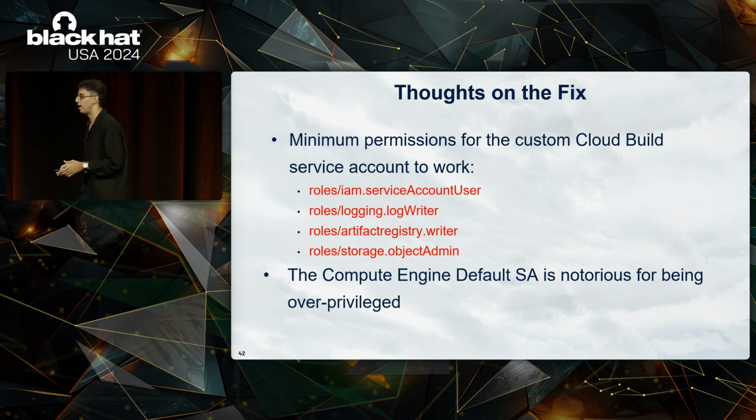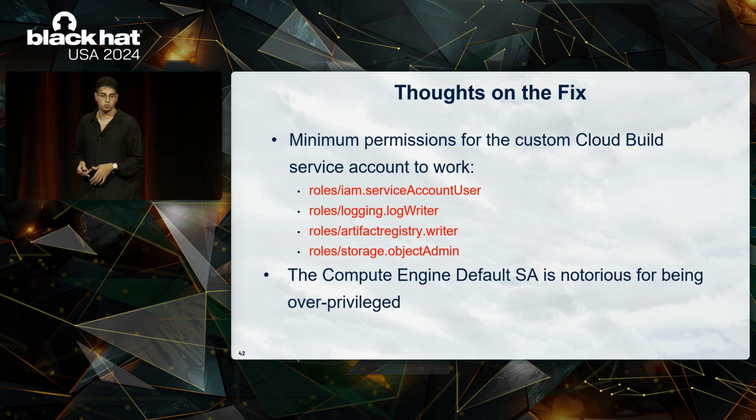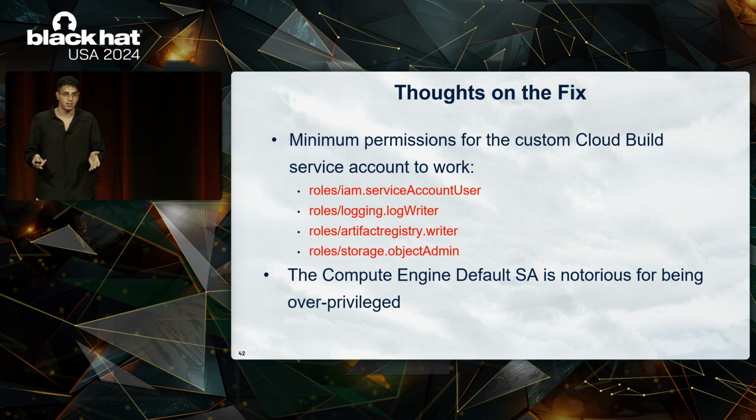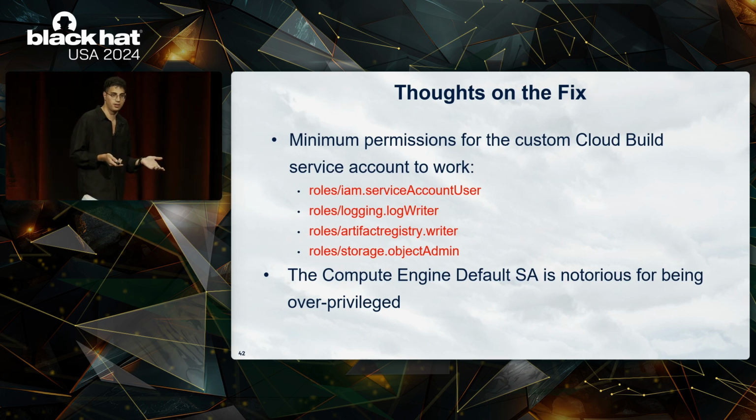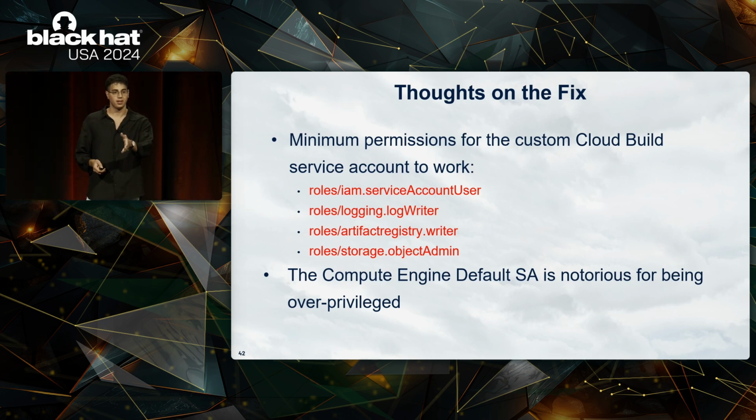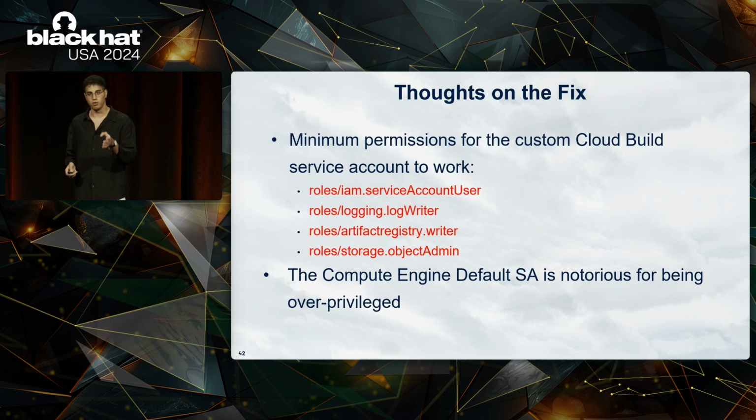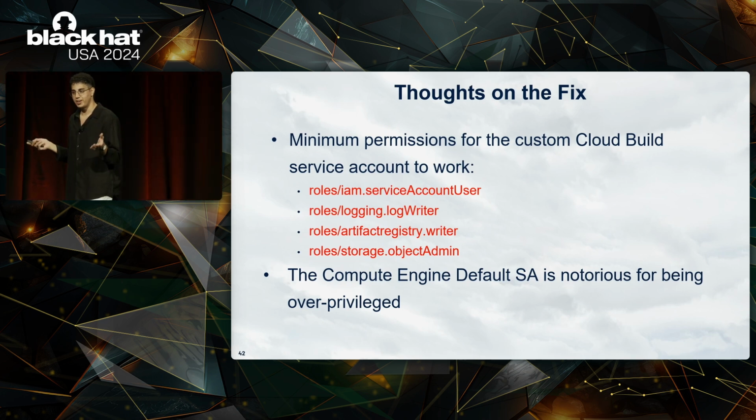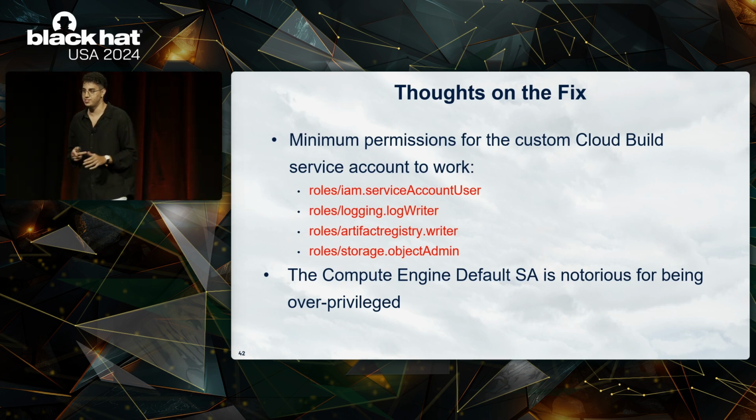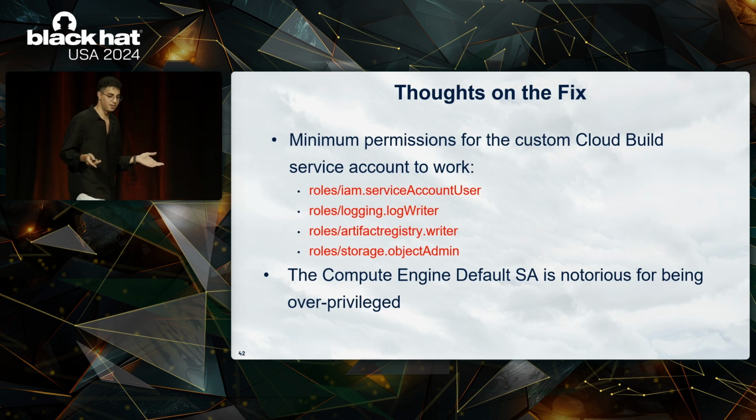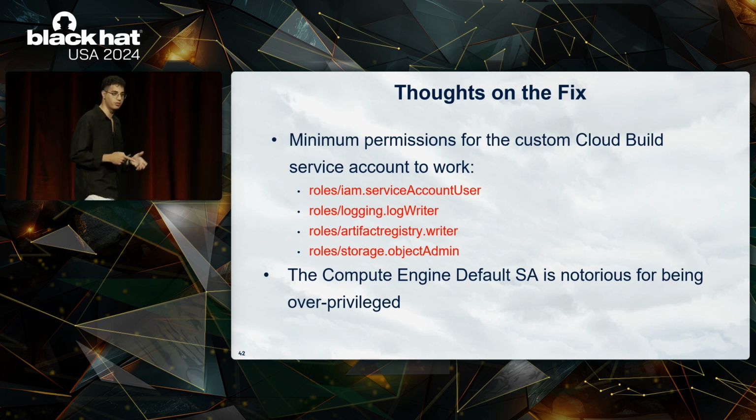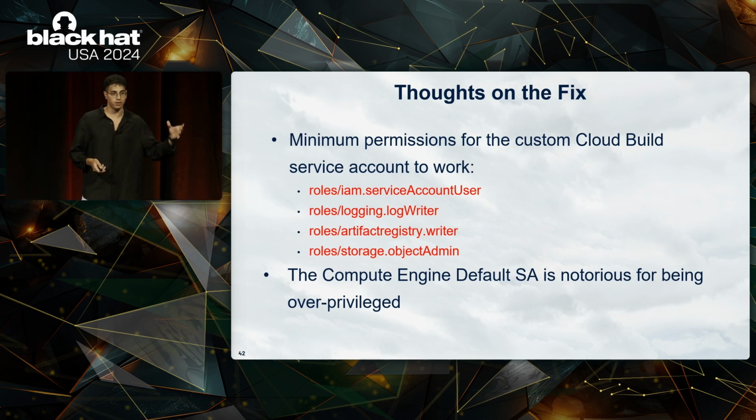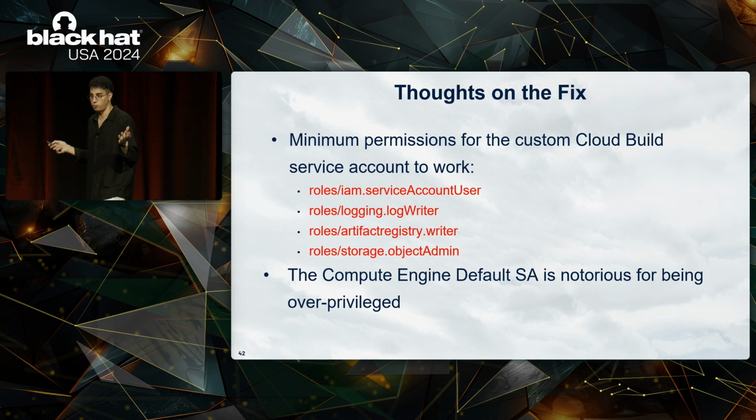Some thoughts on the fix is that there are still minimum permissions for the custom cloud build service account to even work. So even if now users have the ability to choose a custom cloud build service account, they still need to provide these permissions. And these permissions are still rather powerful. So we can say that the vulnerability, the confused function vulnerability, still exists in a kind of manner, so this is still risky. For example, the artifact registry .writer permission has to be given to the custom cloud build service account, and this permission is rather powerful.